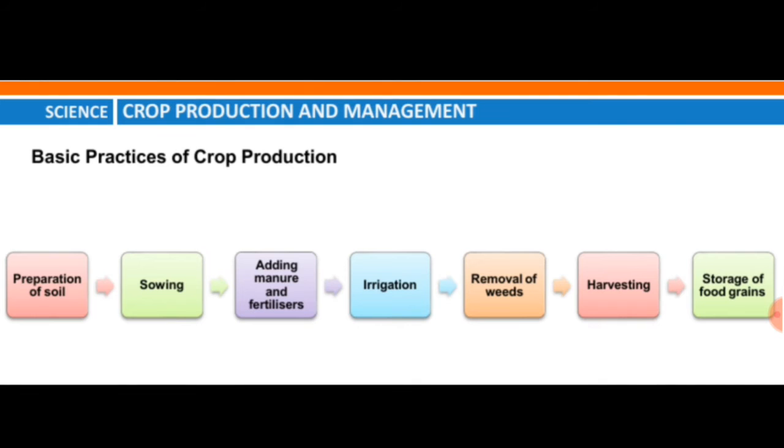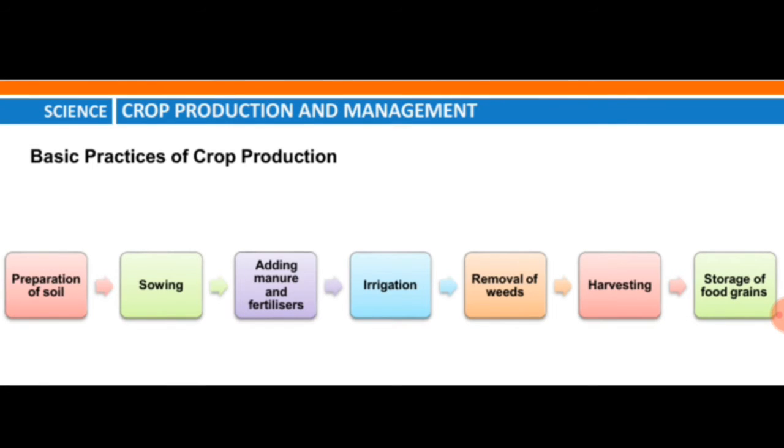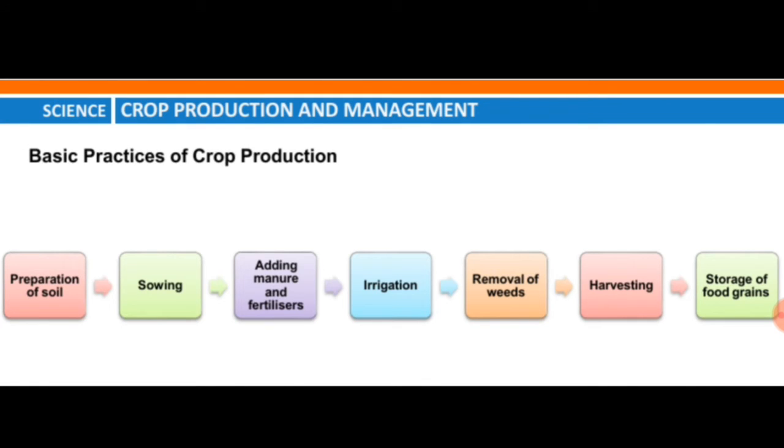Fifth is removal of weeds. And now, why we require removal of weeds? To make sure that plants are growing healthy and the plants are not competing for nutrients, water, and sunlight with other plants which do not belong there. Sixth is harvesting, and the seventh step is storage of grains. So let's start with the first step of crop production process, which is preparation of the soil.